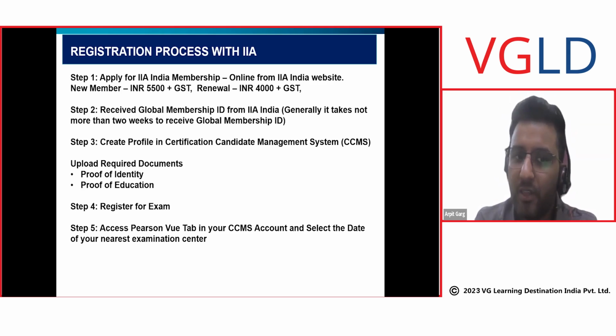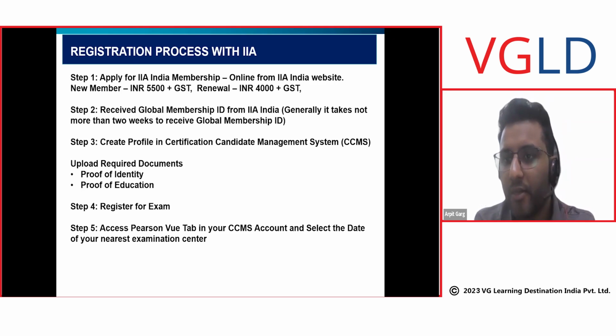Once we have paid for this fee, that is where we receive the global membership, and generally it takes 1 to 2 weeks of time to get it. So even if you have applied for Bangalore chapter or Delhi chapter or Chennai chapter, it doesn't matter. You are basically part of the IA India member.